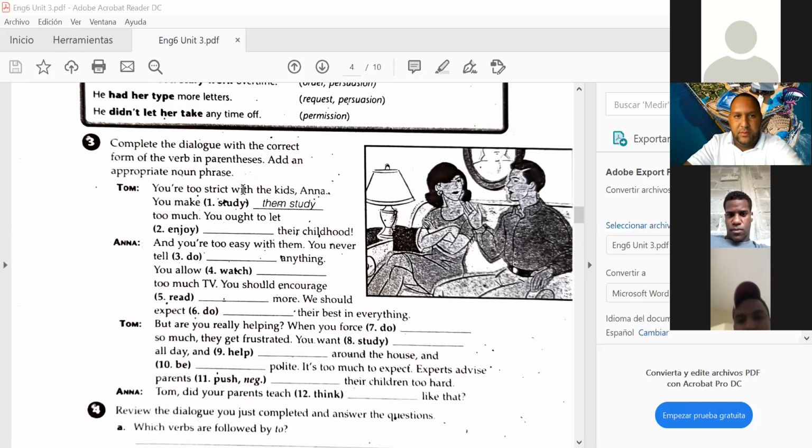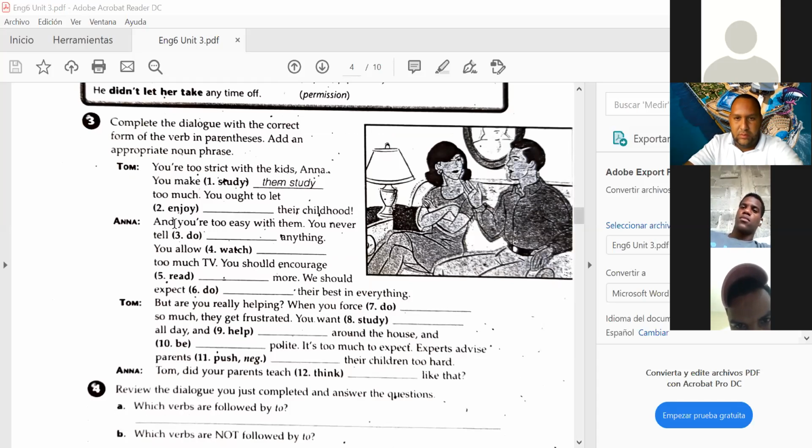It says, you're too strict with the kids and you make them. You know why? Because you're talking about the kids and the kids are them. You make them study too much. You ought to let who? Let them enjoy their childhood. We're talking about the kids, right?